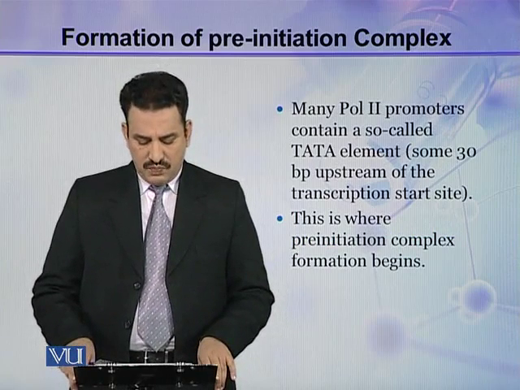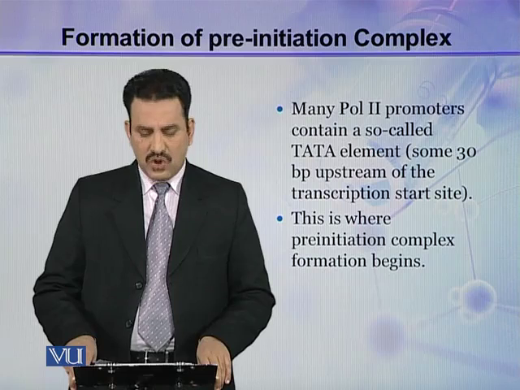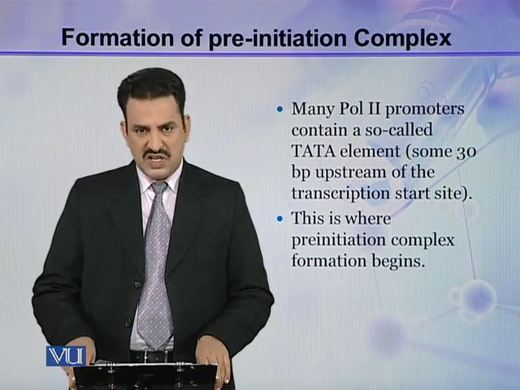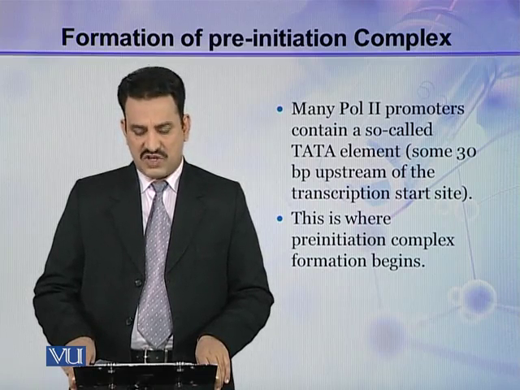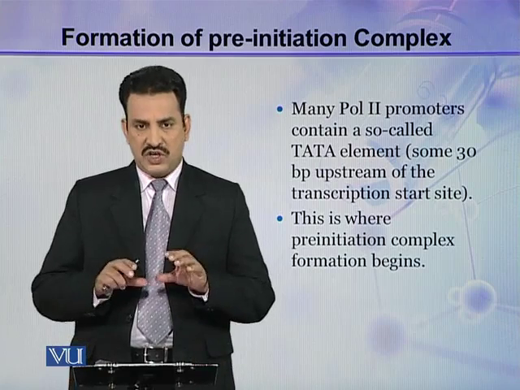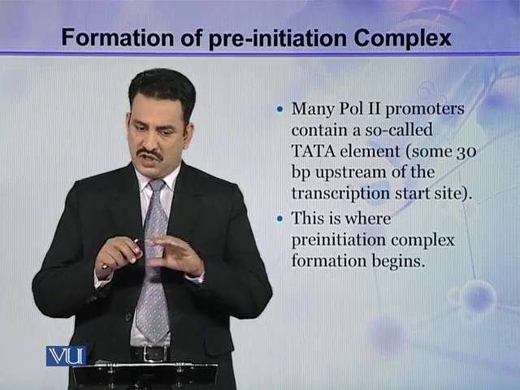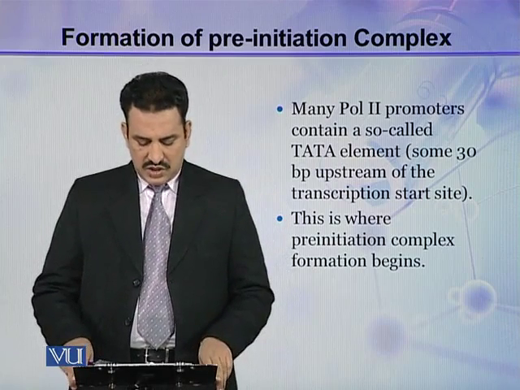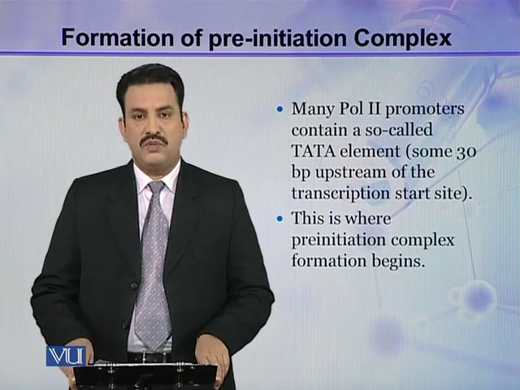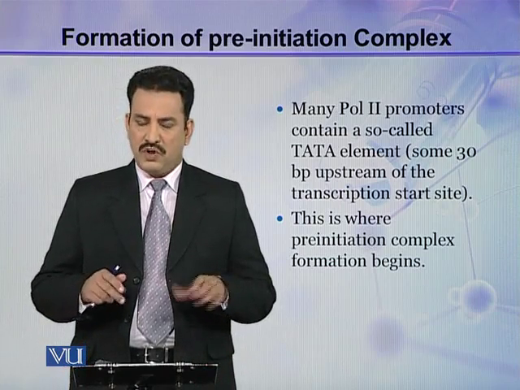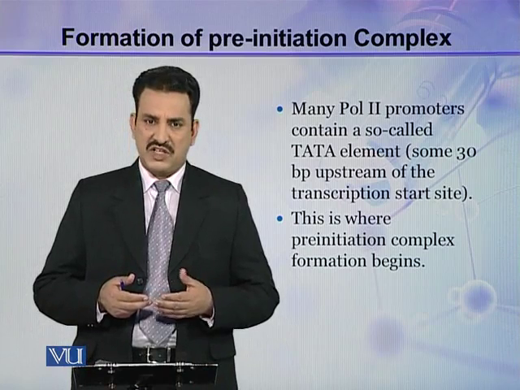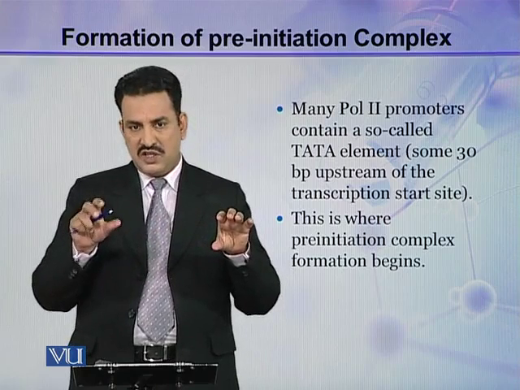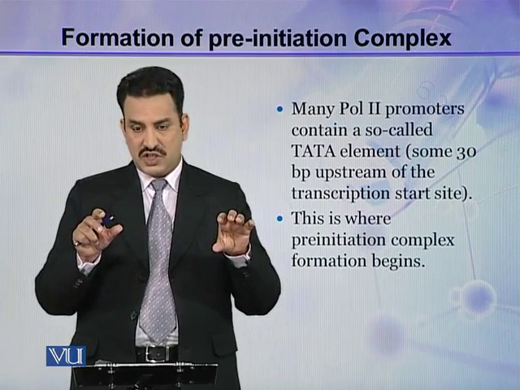Many polymerase II promoters contain a so-called TATA element or TATA box, which is about 30 base pairs upstream of the transcription start site. So the location of the TATA box is about 30 base pairs upstream, that is, behind the transcription start site. This is where pre-initiation complex formation begins. The formation of this pre-initiation complex begins at this site, which is behind the initiation site, the transcription start site.